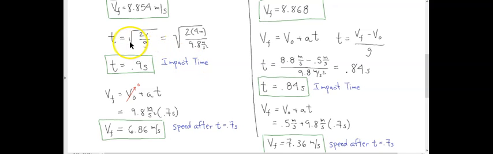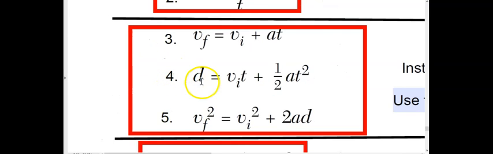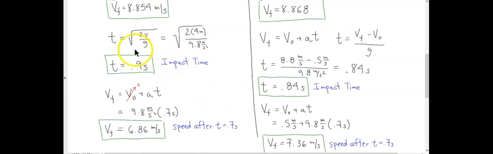Let's now take a look at the impact time, or the free fall time as it's called. We know that the free fall time comes from the d formula, formula number 4, d equals v_i t plus 1/2 a t squared. For any object that is free falling, the v_i is 0, so d equals 1/2 a t squared. Solving for t, you get t equals the square root of 2 times d divided by gravity. And this is what we have here.